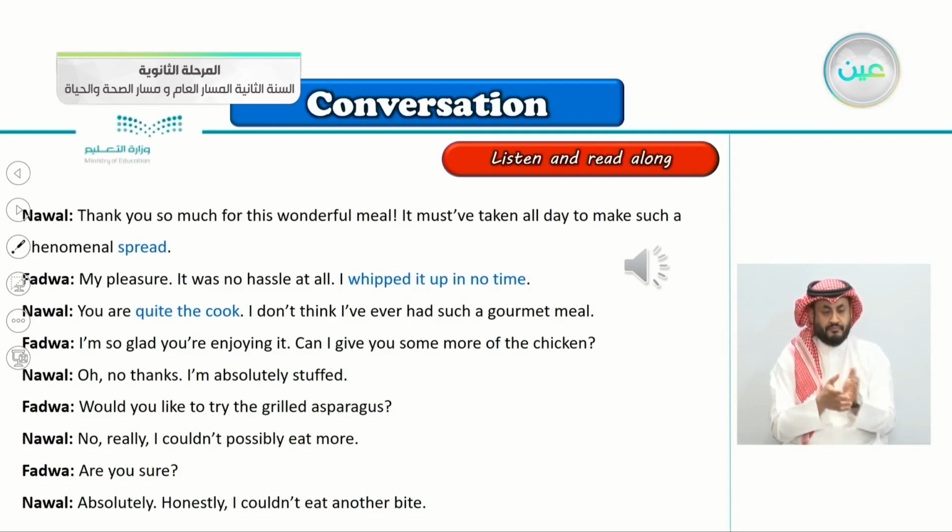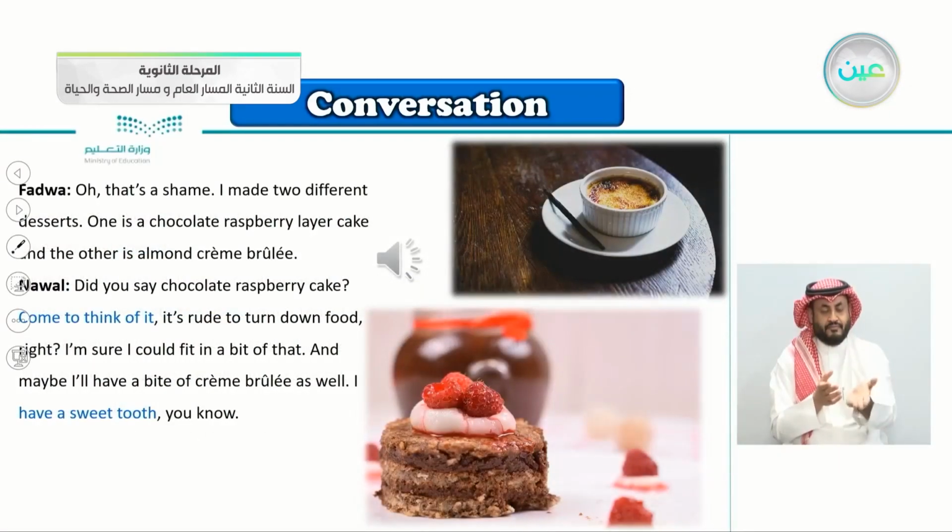So let's continue here with the conversation, the second part here. Fadwa, oh, that's a shame. I made 2 different desserts. One is a chocolate raspberry cake and the other is almond creme brulee. Nawal, did you say chocolate raspberry cake? Come to think of it, it's rude to turn down food, right? I'm sure I could fit in a bit of that. And maybe I'll have a bite of creme brulee as well. I have a sweet tooth, you know.